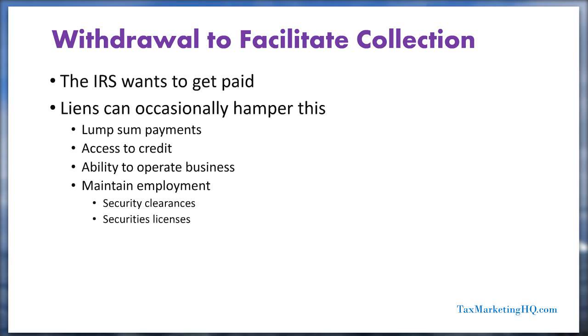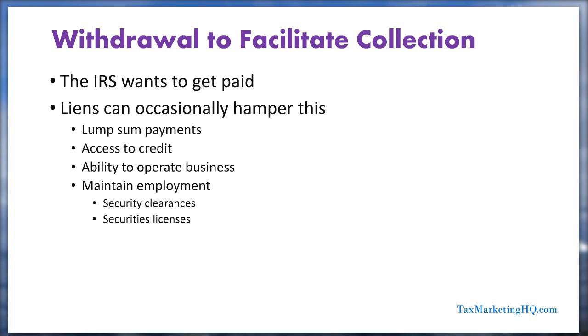A tax lien can also hamper the ability of a business or individual to make lump sum payments, either from an ability standpoint or a willingness standpoint. Okay, if the government can withdraw the lien or subordinate their position in order to facilitate receiving a lump sum payment, they'll often do so. The government does typically prefer to receive large lump sum payments early in a resolution process rather than installment payments.